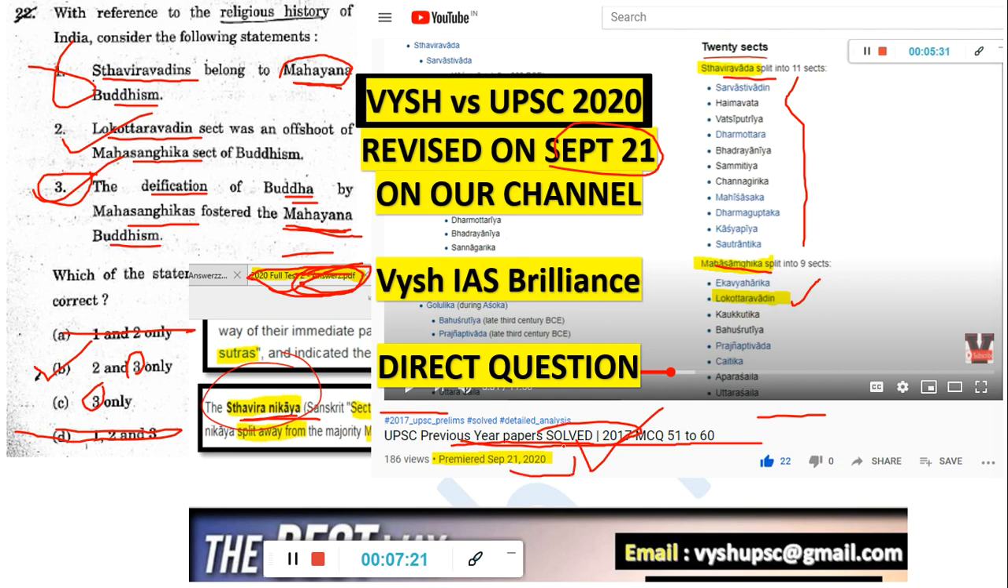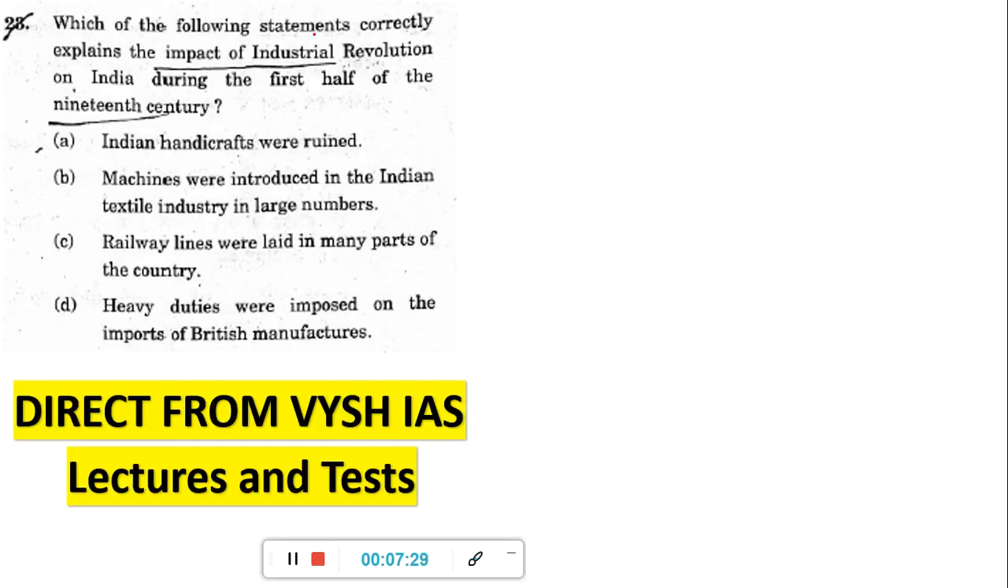If you see, in September 2020 we had done this, and the prelims was in October that year, in 2020, and it came directly from here. Now, which of the following statements correctly explain the impact of the Industrial Revolution on India during the first half of the 19th century? This was one of the easiest questions.